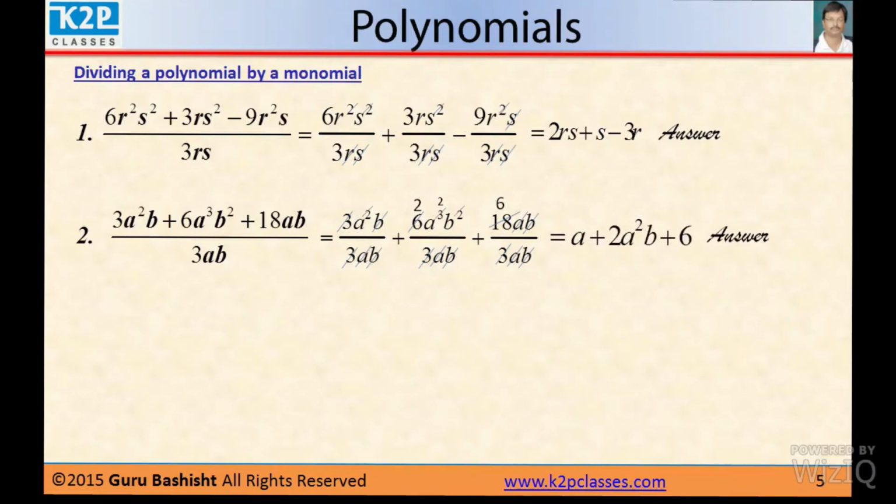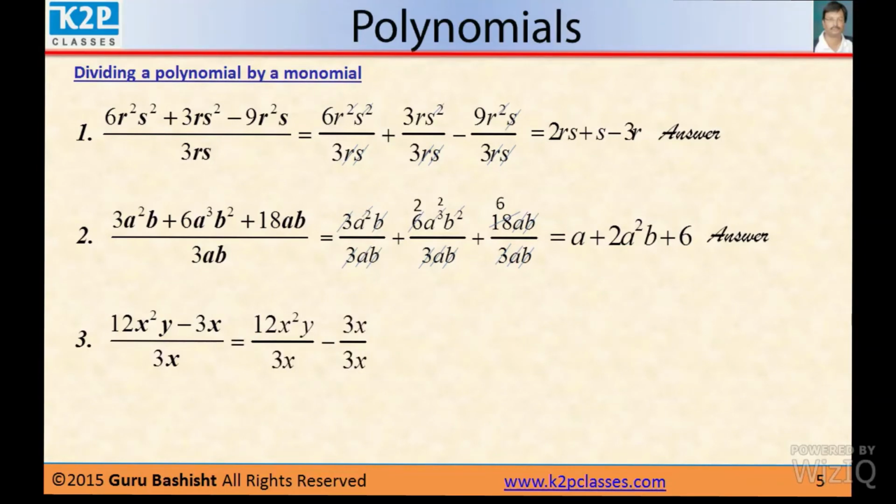And the answer will be a plus 2a square b plus 6. Same. Answer is 4y minus 1. So, if in the denominator it is only one term, then this methodology will work. But if it is more than one term, then we have to apply a different methodology.